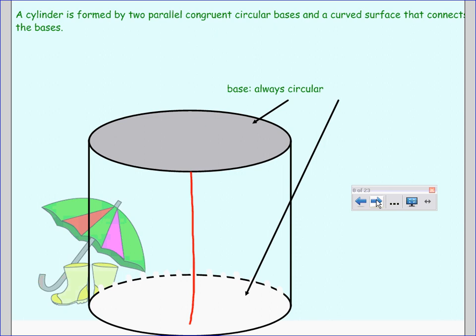Okay, next figure is a cylinder. Okay, a cylinder is formed by two parallel congruent circular bases and a curved surface that connects the bases. The best example of a cylinder and how it works is that of a Campbell's soup can. On the Campbell's soup can, if you see this red line here, a label that can be cut off of the soup can and opened up into a rectangle. If you look at the length of that rectangle, the length of the rectangle on that Campbell's soup label, is the circumference of your circle.